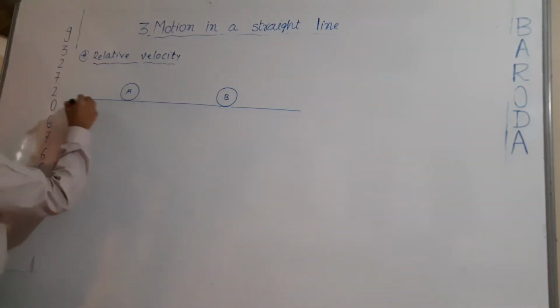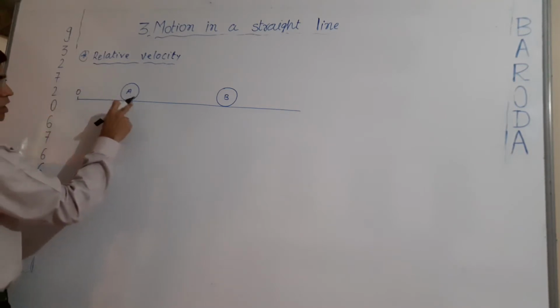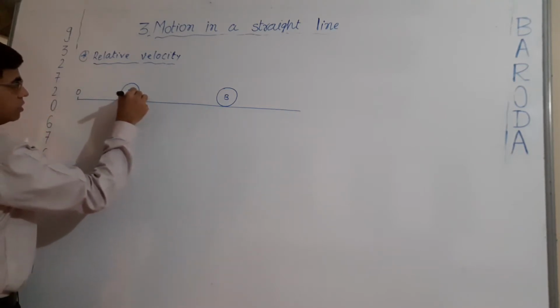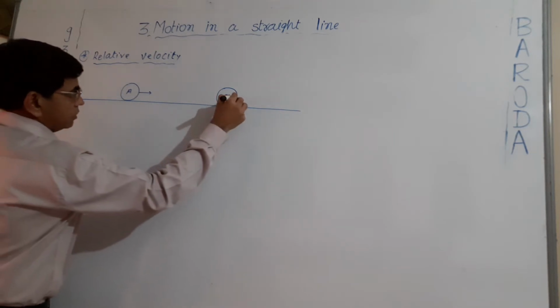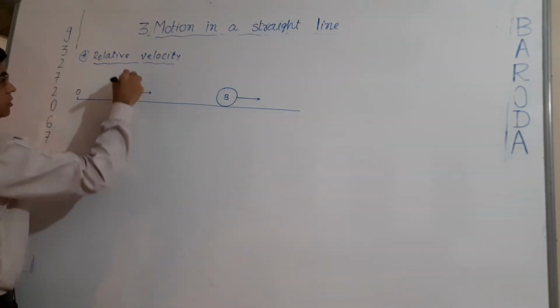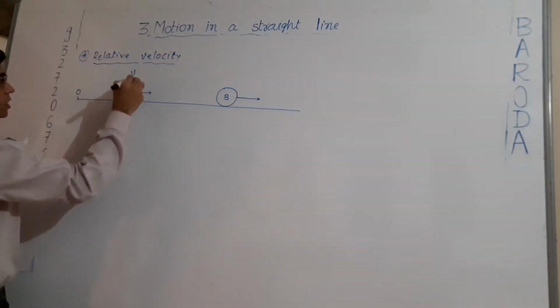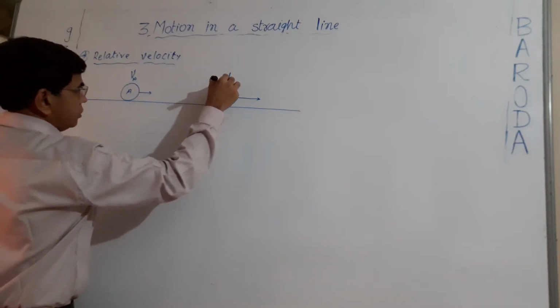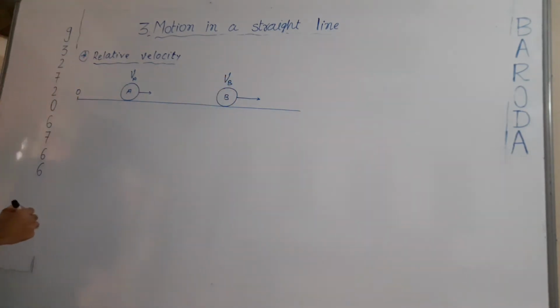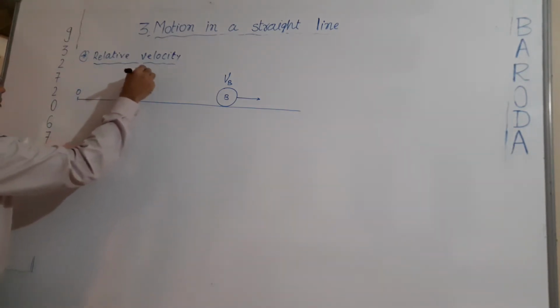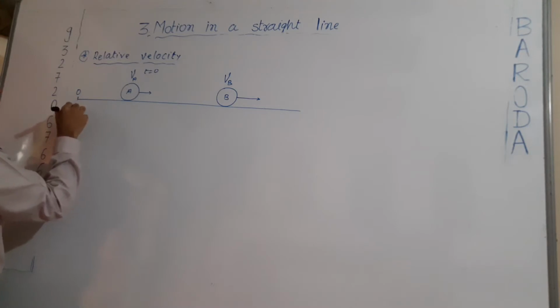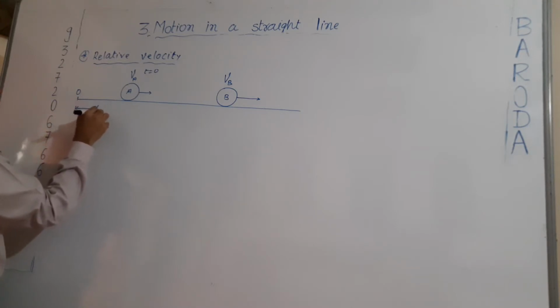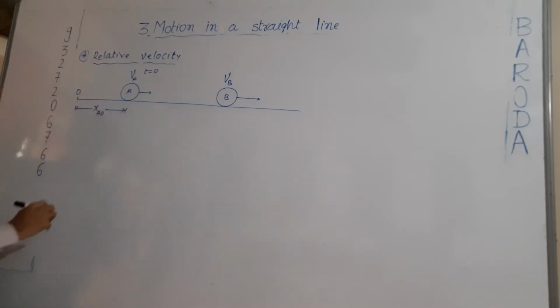Two cars, A and B, are moving in a straight line. The speed of car A is Va and the speed of car B is Vb. Va and Vb are constant. At t equal to 0, the position of car A is XAO with reference point O.